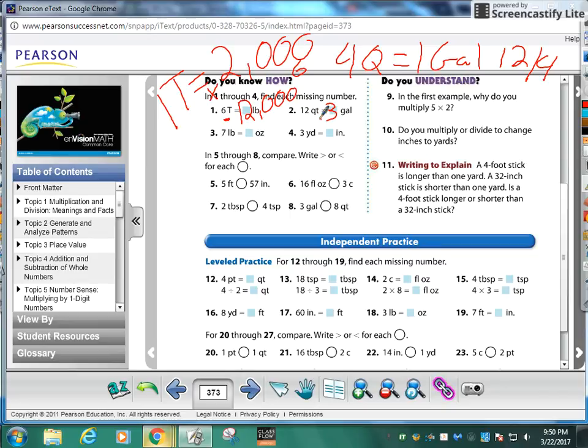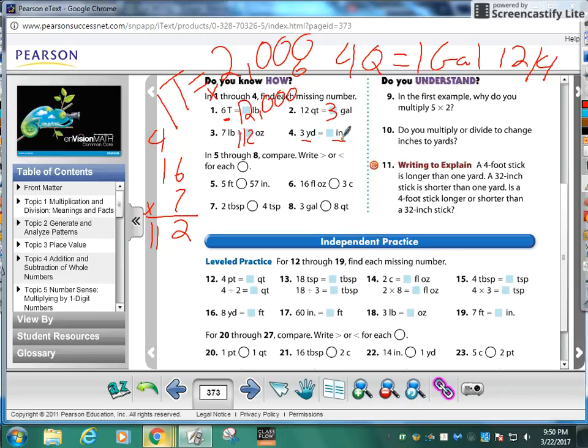You go from pounds to ounces. Since you're going from a big unit, pounds, to smaller, ounces, you're going to multiply. You know that there are 16 ounces per pound. 16 times 7 would be 112 ounces.